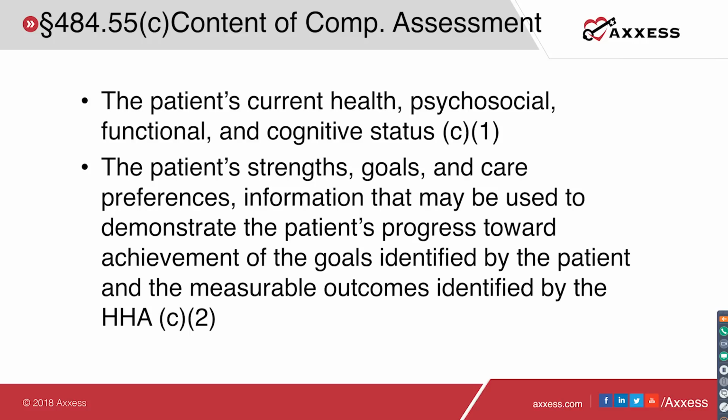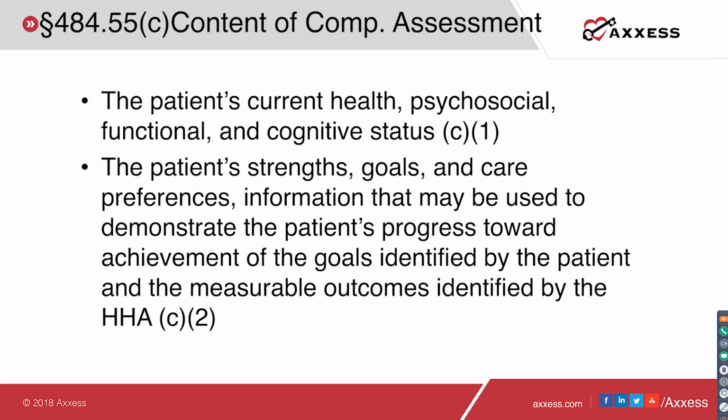You also see in the cognitive status part of this new standard that we will have to do a better job assessing the patient's cognitive status, and what they're really looking for here is whether or not the patient has the cognitive status to remember the instructions that are given and to follow procedures and processes that are taught to him or her. We also see that the comprehensive assessment must include the patient's strengths, goals, and care preferences, and information that can be used to demonstrate that patient's progress toward achievement of the goals identified by the patient and the measurable outcomes identified by the home health agency.